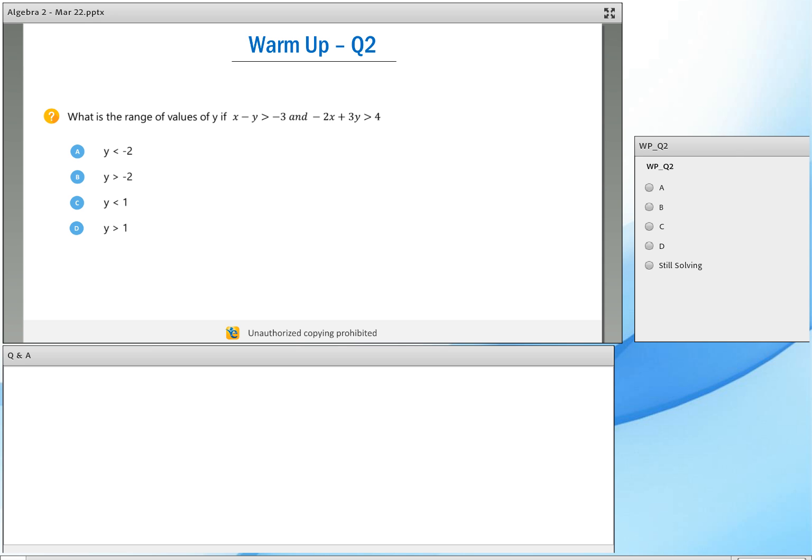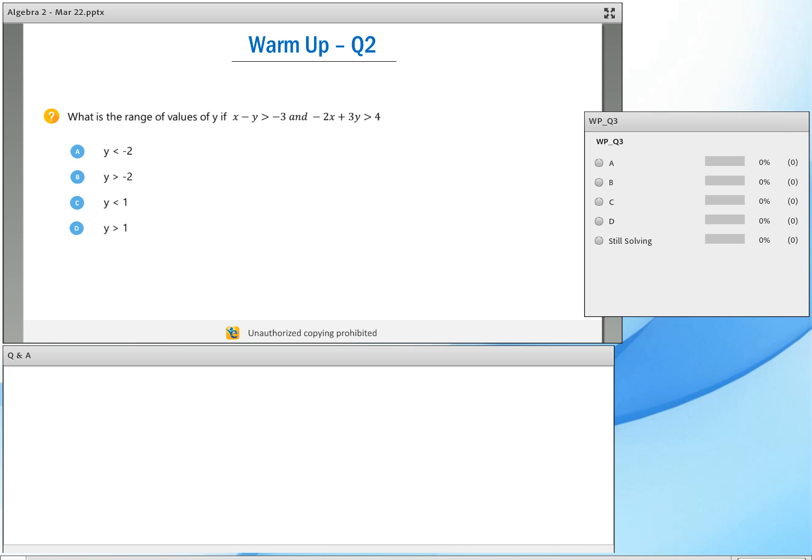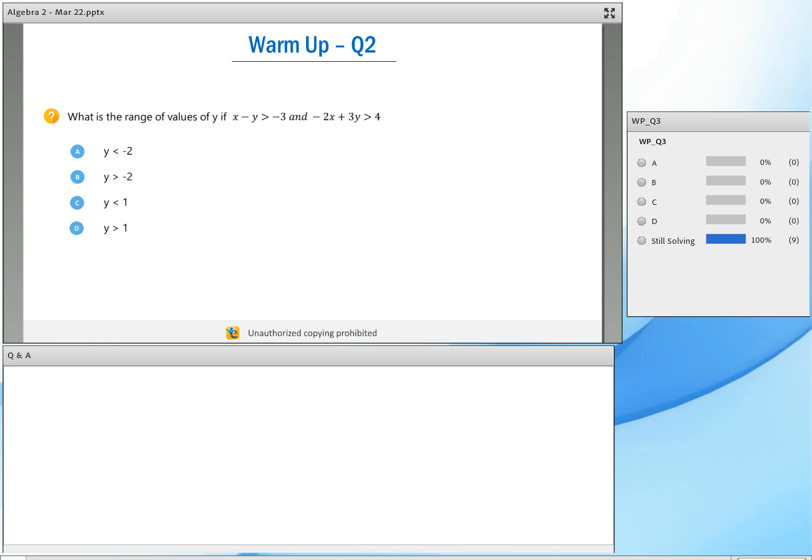All right, most of you are done. Let's get those answers in. 3, 2, and 1. I'm going to end the poll and broadcast the results. Again, choice B was the most popular answer. Let's do the third warm-up question, and then we're going to see the solutions to each one of them. Select still solving before I show the question.